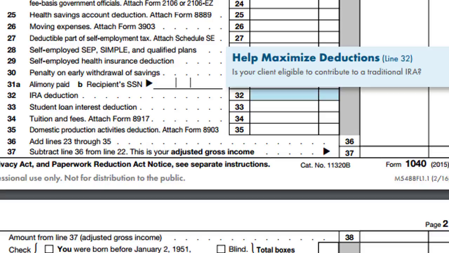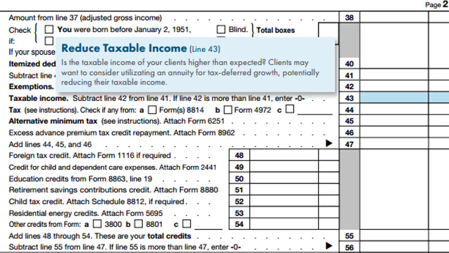Now, they could also be contributing already, but are they maximizing their contributions into that plan? Would it be beneficial for them to set aside some more to put in there? Now, the last line that we are going to look at here is line 43. Line 43 really is just showing our overall taxable income.